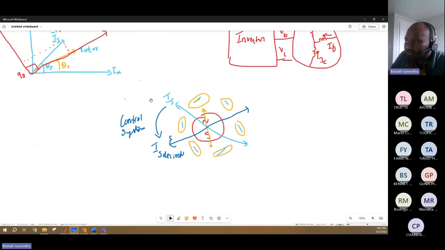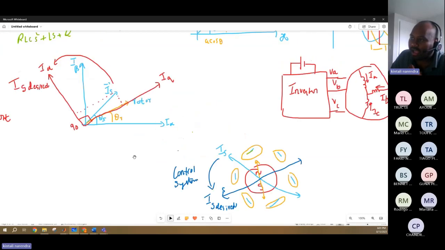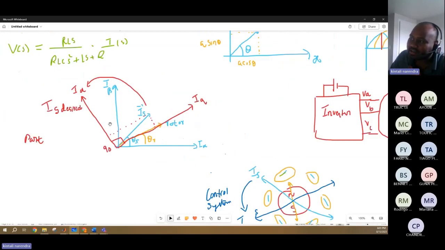So my aim in the field oriented control of a brushless DC motor, today's topic, is to push the IS to IS desired, so that the angle between the stator and the rotor will be 90 degrees. Now we know this is to be done. Then how is it done?